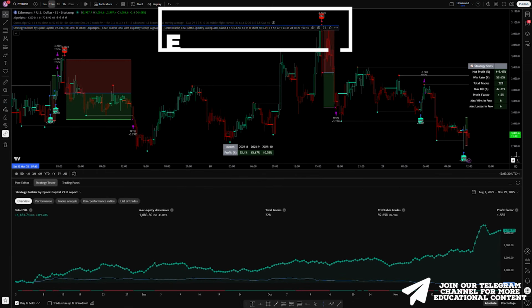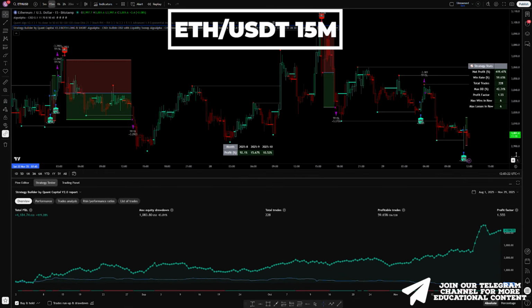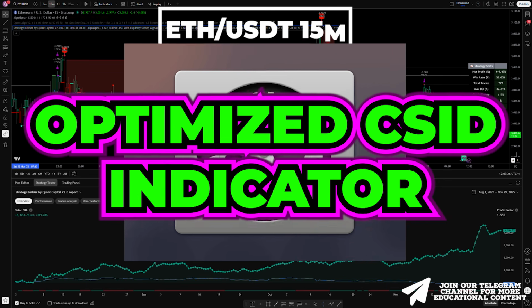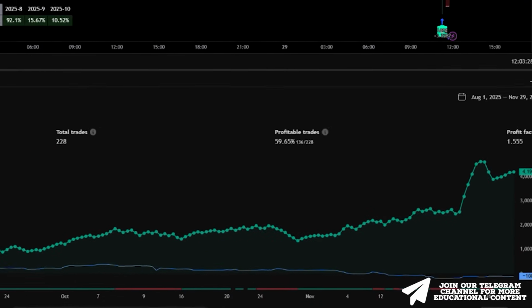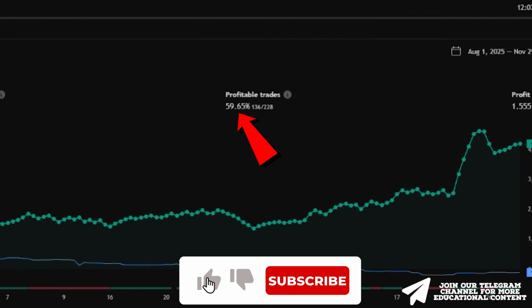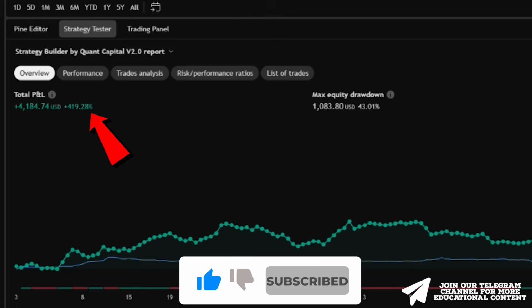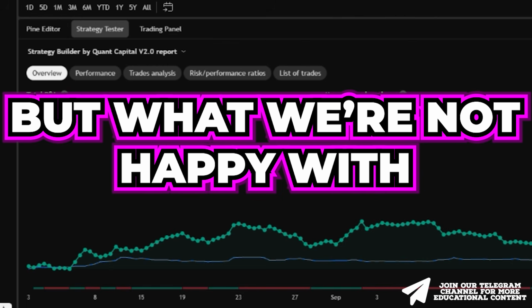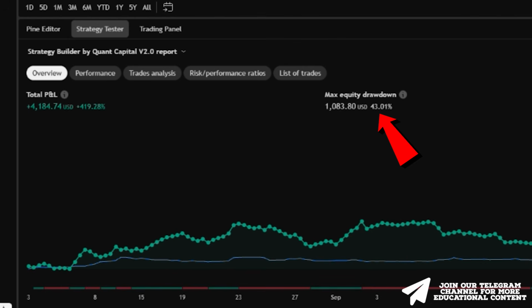We're looking at the preliminary Ethereum results on the 15-minute time frame. Using only the CISD indicator with its optimized settings, what we're seeing is a really good win rate of around 60%, and more importantly, an amazing net profit of 419%. But what we're not happy with is the very high 43% max drawdown.